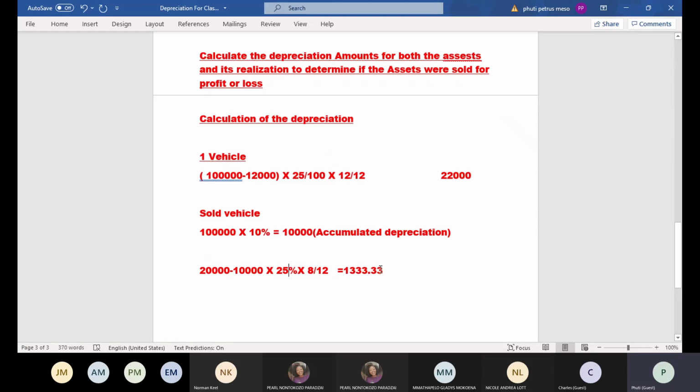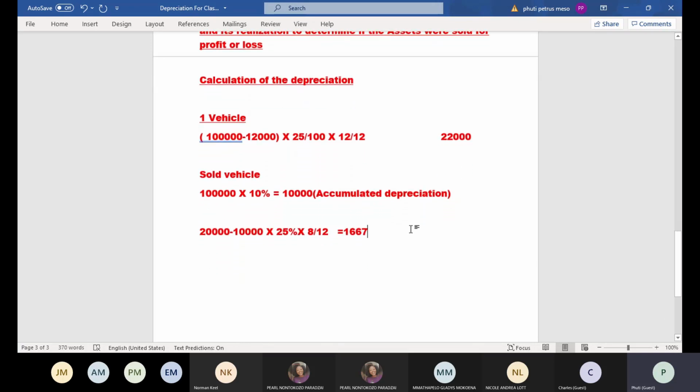So the amount should be 1,666.67, and that's what I'm getting. Sorry, I used 20 instead of 25. So the first depreciation was actually for the vehicle. We can now move on to the equipment.